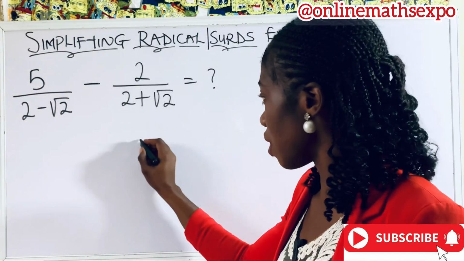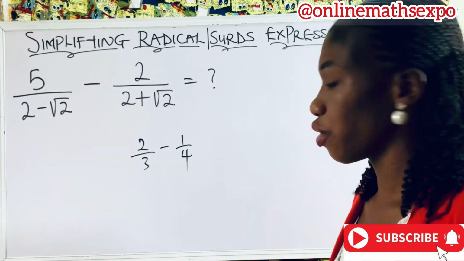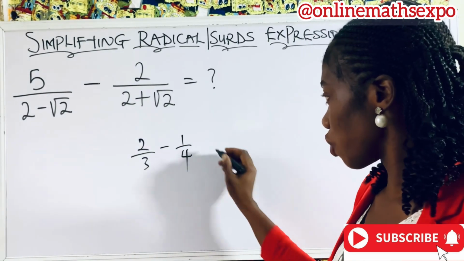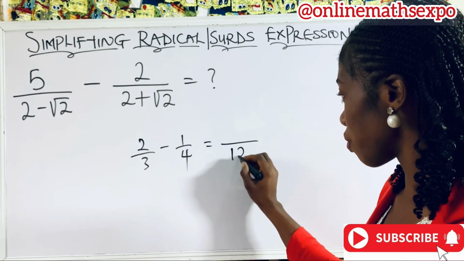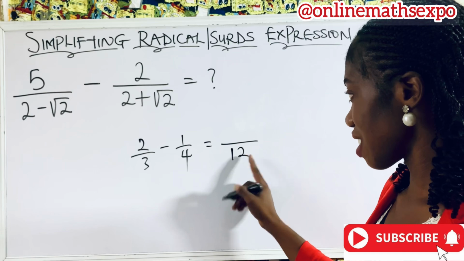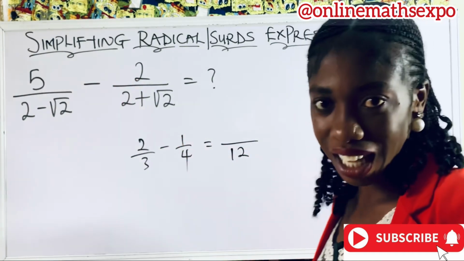Just like when you have, let's say, 2 over 3 minus 1 over 4. You would go by the LCM, and if the LCM is 12, you can now use this to divide this. You multiply with this, just that pattern. So that's what you want to apply here, okay?